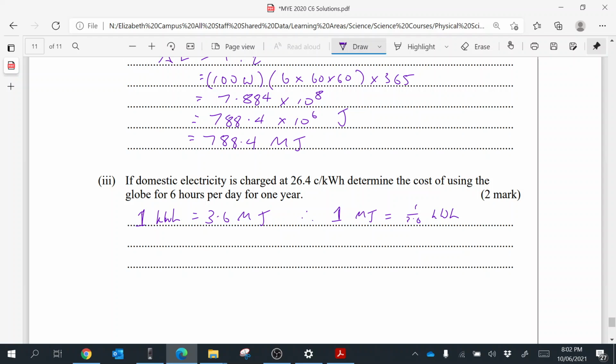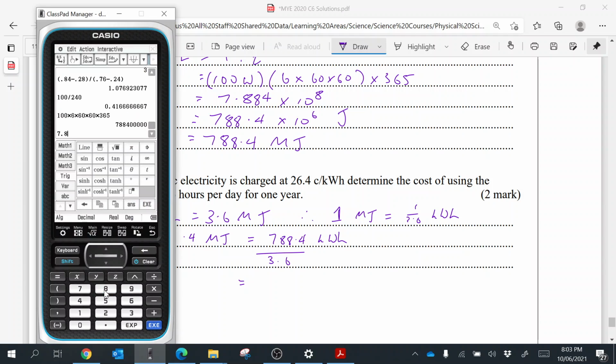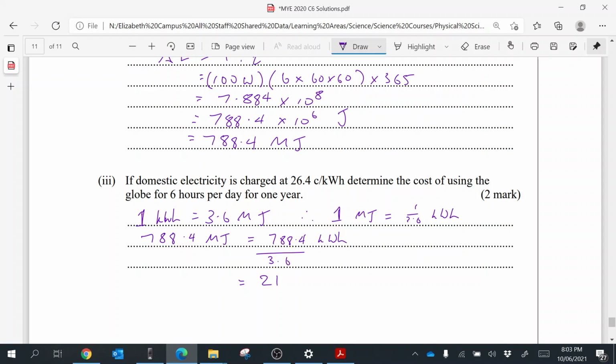So that means that 788.4 megajoules equals 788.4 divided by 3.6 kilowatt hours, which is equal to 219. That's a nice number. It's an even number. 219 kilowatt hours.